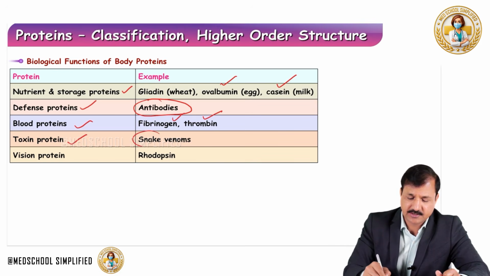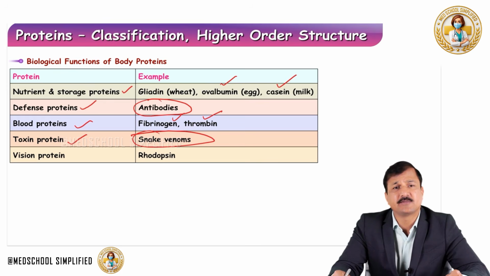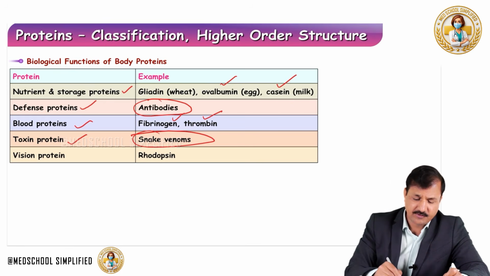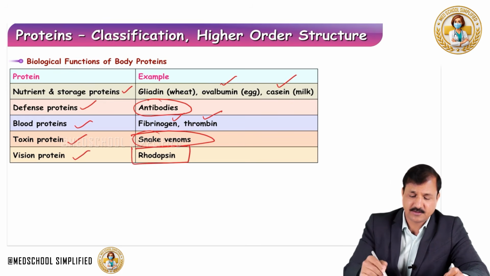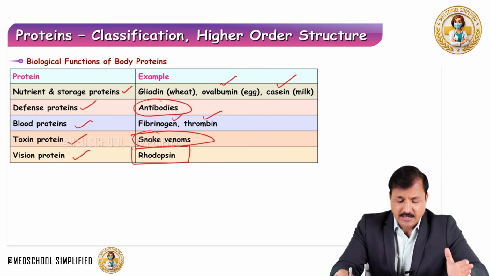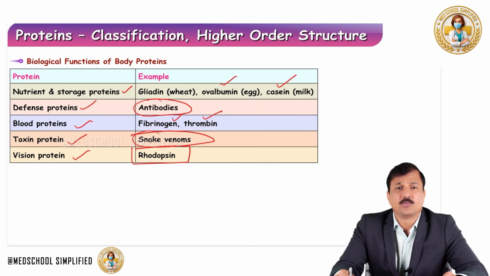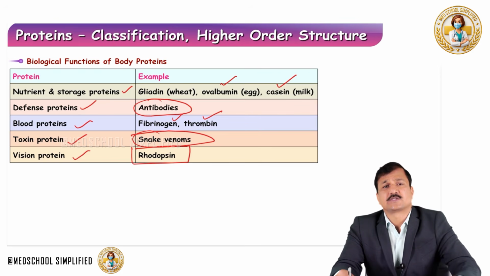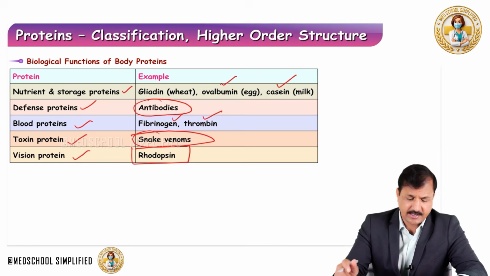Toxin proteins, we have snake venom. Snake venom contains some proteins within it. And then vision protein, we have rhodopsin. Wald's visual cycle, we are going to study that in vitamins. Rhodopsin is actually a chromoprotein. It has opsin plus 11-cis retinaldehyde.